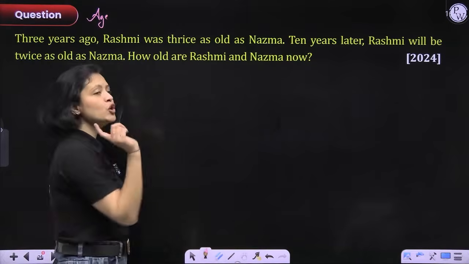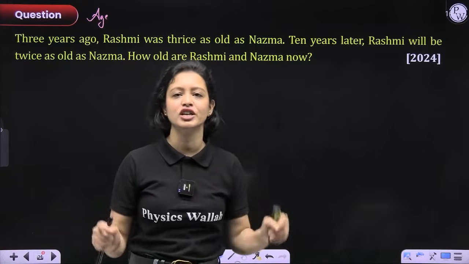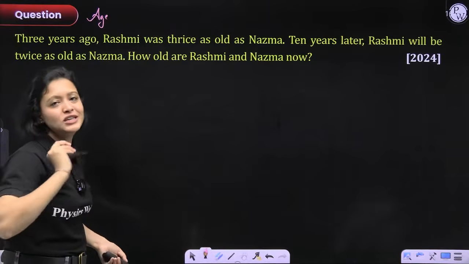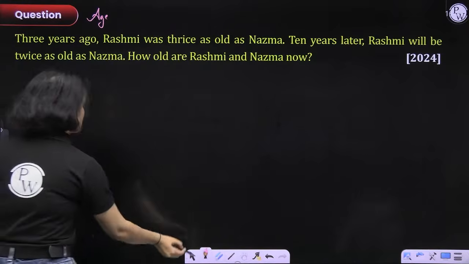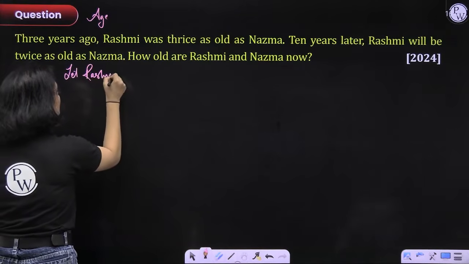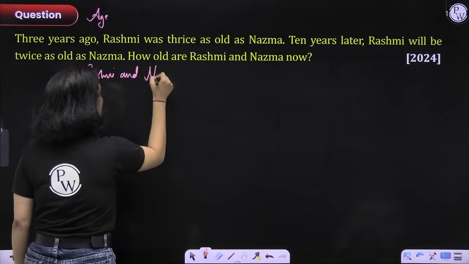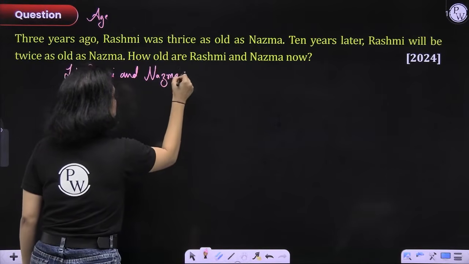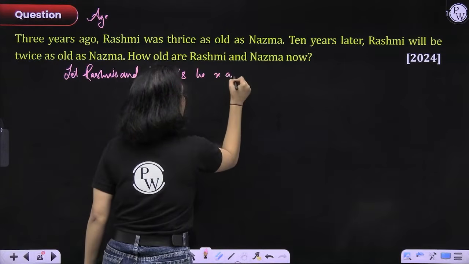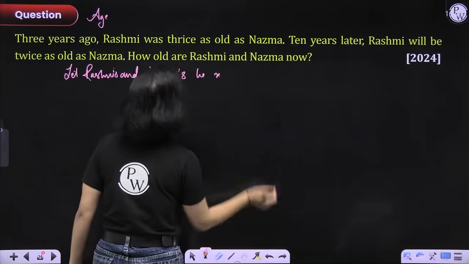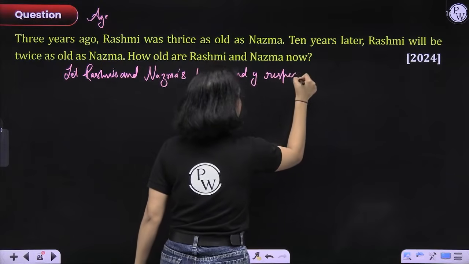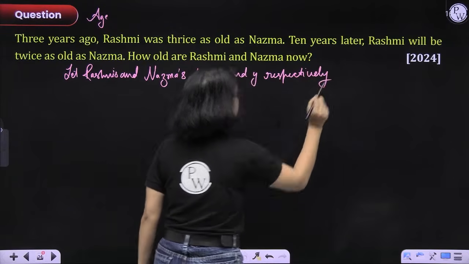Now, the unknown quantities, guys, are the present ages of Rashmi and Nazma. So let's write that down. Let's assign variables to these unknown quantities that we have to find. Okay? So let Rashmi and Nazma's age be x and y respectively. So we have assigned the values of x and y to both of their ages.